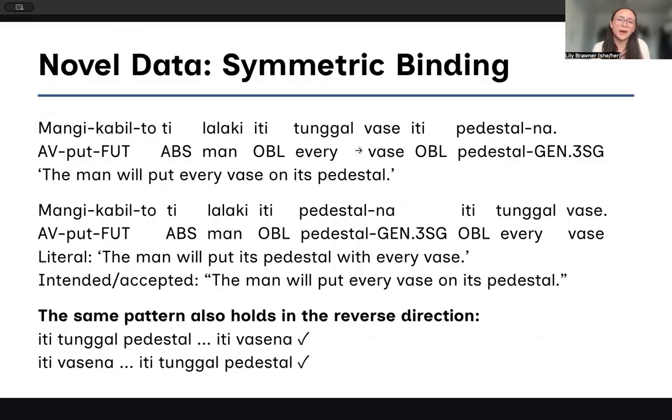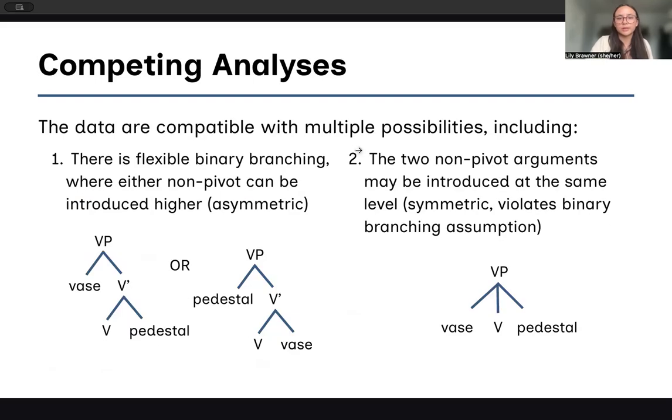Complicating this further is that the same pattern also holds in the reverse semantic direction. Every pedestal can bind its vase, and this is accepted in both object orders as well. That's the key finding here. The two non-pivot arguments allow binding in both directions. I call this symmetric because neither argument behaves as though it must always occupy the structurally privileged position, which is interesting. This pattern rules out the simplest fixed hierarchy analysis here. If Ilokano required one non-pivot argument, for example, the patient, to always be structurally higher than the other, then we wouldn't expect binding to work equally well in both directions. But we see that it does.